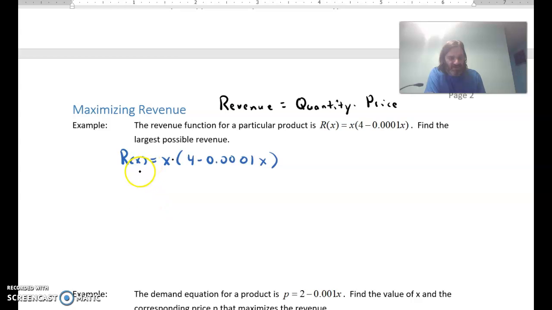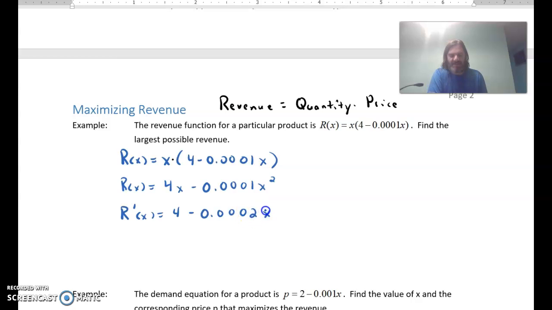But let's see here. If we're going to take a derivative, probably the best thing to do is get rid of this product. We could use the product rule, U times V, X times this other thing, but we can just distribute that X through. So let's rewrite the function. It'll be 4X minus 0.0001X squared. And then we need to take a derivative. So R prime for our derivative will be 4 minus 0.0002X.